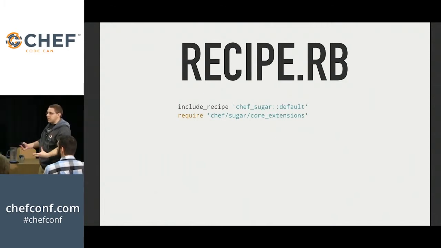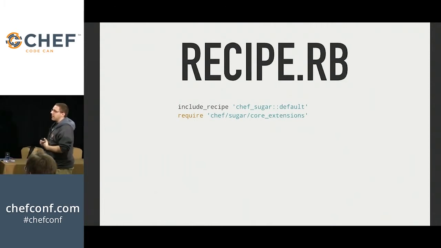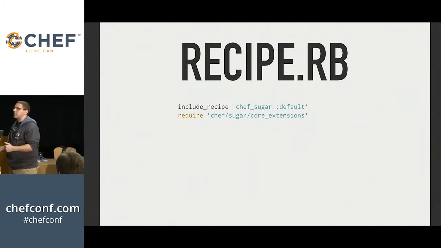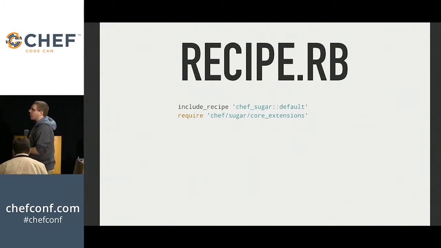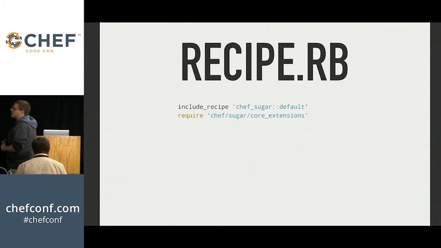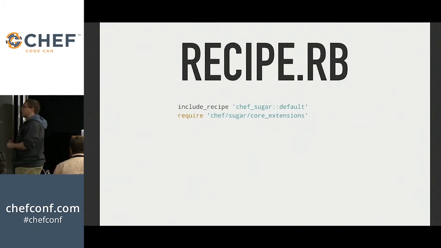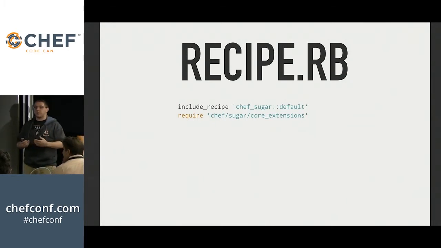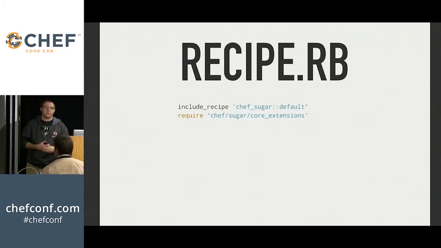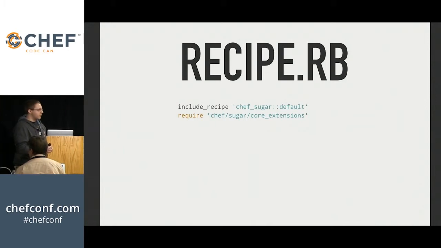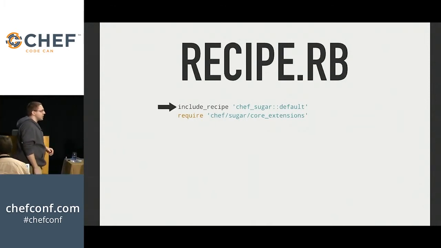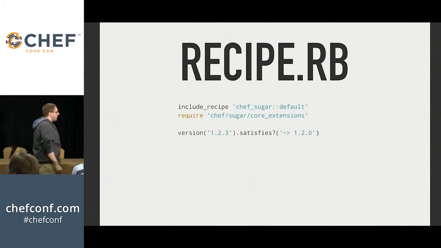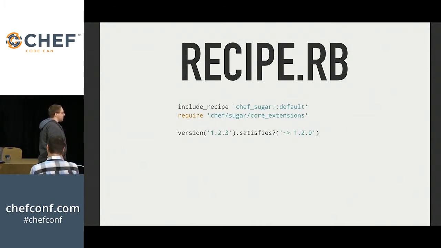So this is my recipe, and I want core extensions. If I just include chef sugar::default, that's going to install chef sugar for me. It's awesome. It's going to require it too. But if I want the core extensions for version comparing, I actually have to require that. That's a thing that I, as a user, need to opt into because that could conflict with other things in my code base, especially a very large one. So I can require chef sugar's core extensions, and that's going to give me this awesome version 1.2.3.satisfy something.